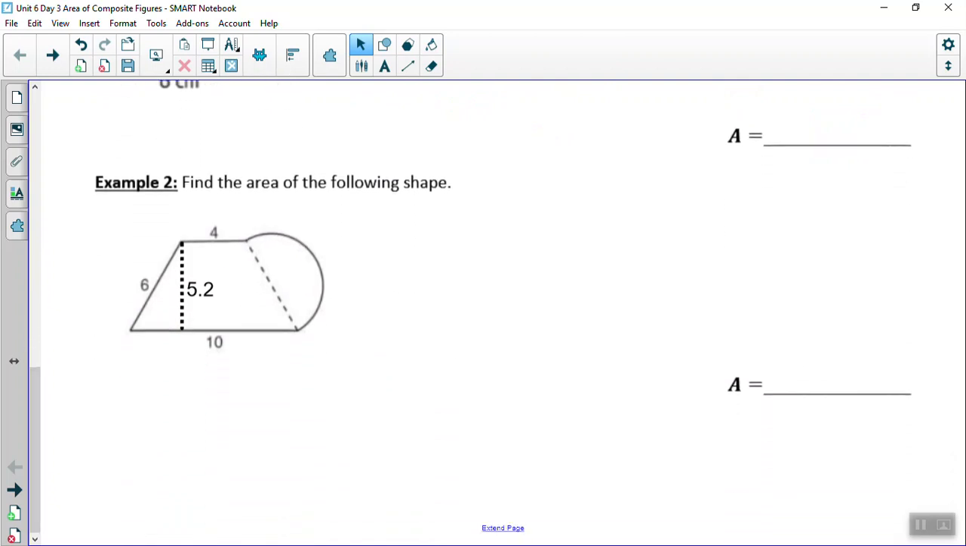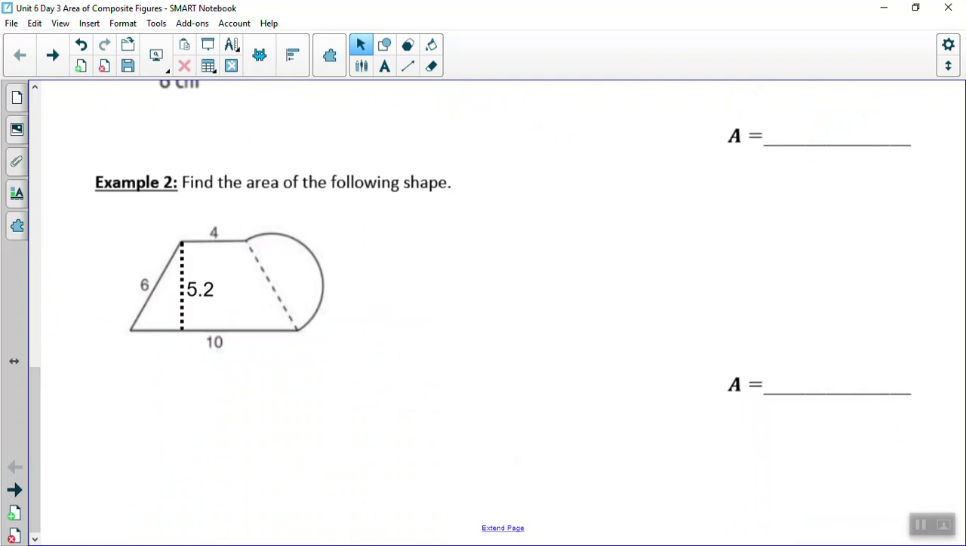Alright, example 2. Find the area of the following shape. So the picture did not actually give you guys enough information, so I want you to add in this piece here, this line with the 5.2. We're going to need that. Alright, so in order to do this, we now have two different shapes. We have this trapezoid, and then we have this half of a circle. So let's go ahead and find those two different areas.